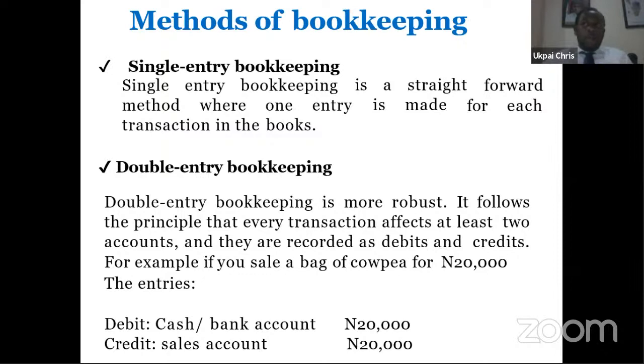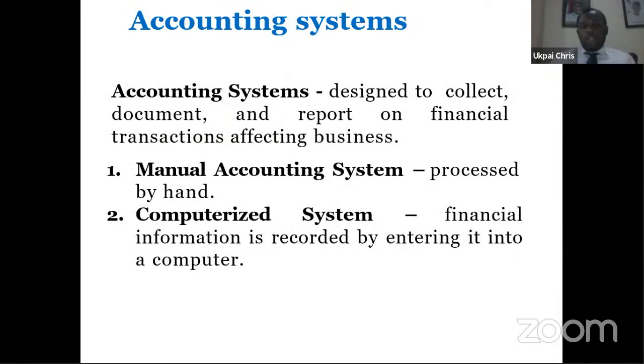You have sold this one bag of garri. Then, because I have given you cash, you record that you have received cash. One bag has gone out and cash entered. Am I communicating? This is two-way. So you record that you have made a credit to your sales book and you debit your cash book that you have received money. Can we continue? For example, if you sell a bag of cowpea for 20,000, debit the bank account or your cash book and credit sales. Am I communicating?